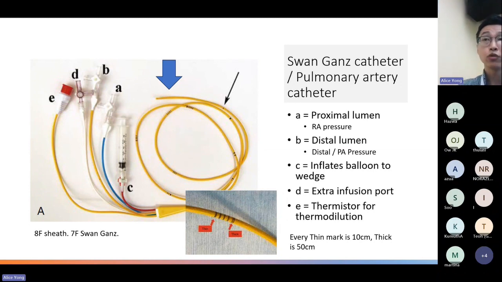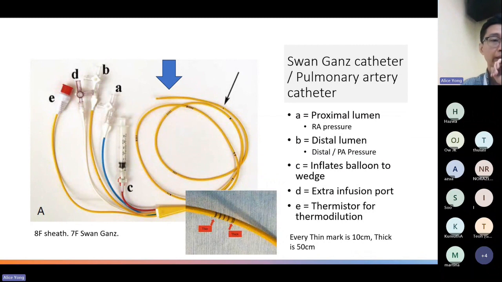But generally, there are a few ports in this pulmonary catheter, the Swan-Ganz. Letter A there, which is in blue color, is the proximal lumen. If placed properly in our heart, it will be measuring the RA pressures. The hole will be at the RA level. Letter B is the distal lumen, which is the very tip of the catheter. We are measuring pressures. If this tip is at the pulmonary artery, then you'll be measuring pulmonary artery pressure. And letter C, which is connected to a syringe there, in red color, is used to inflate the balloon, which causes the wedge.